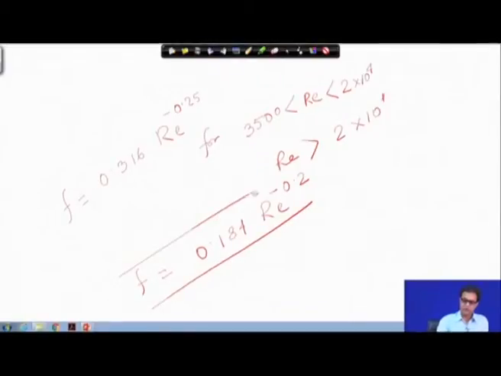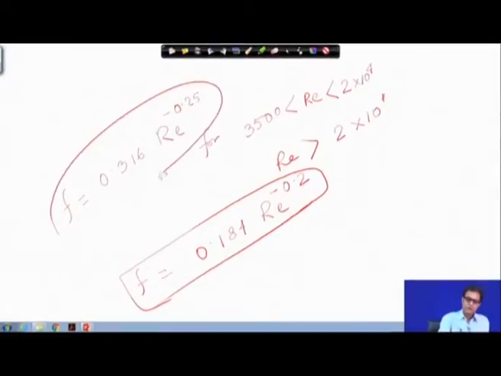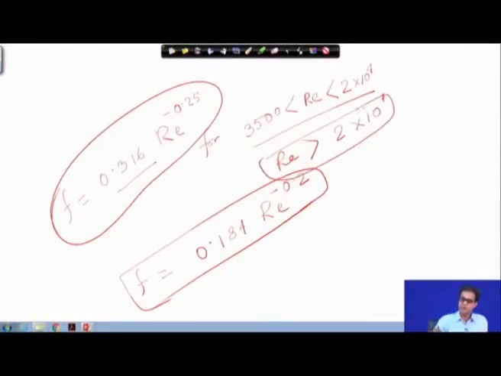So, these are the correlations for turbulent flow, where we understand that the friction factor values are like this. If the Re range is between 3500 and 2 into 10 to the power 4, we have this kind of friction factor, and similarly when Re is on the higher side, more than 2 into 10 to the power 4, we have 0.184 Re to the power minus 0.2.